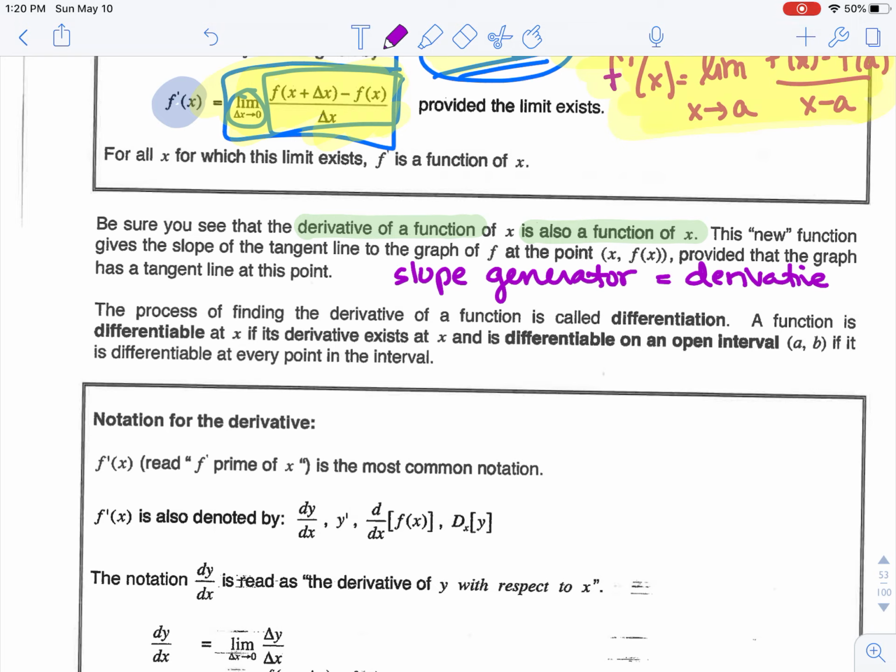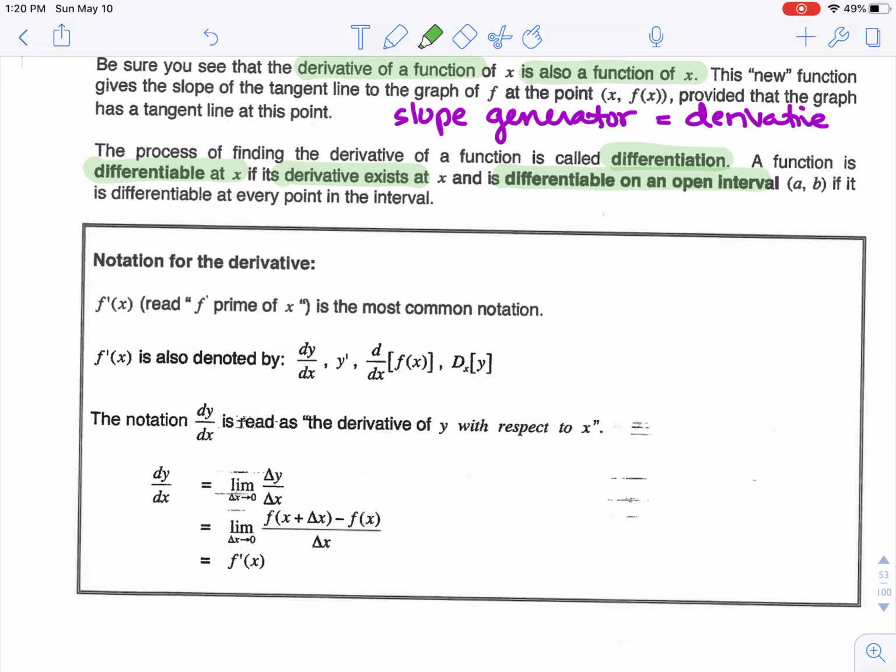The process of finding the derivative is called differentiation. The verb kind of changes there. So we'll talk about things being differentiable if you have a derivative. A function is differentiable if you can find a derivative at every point there.